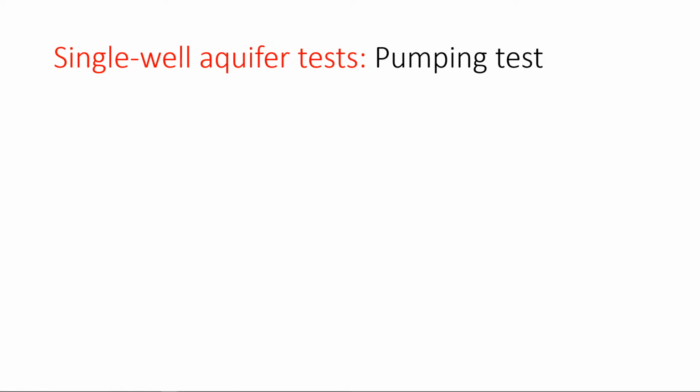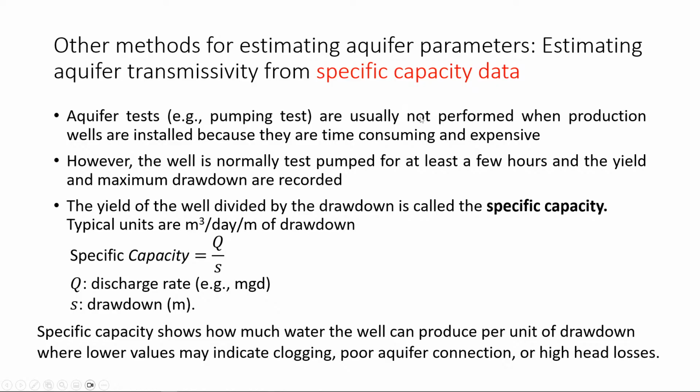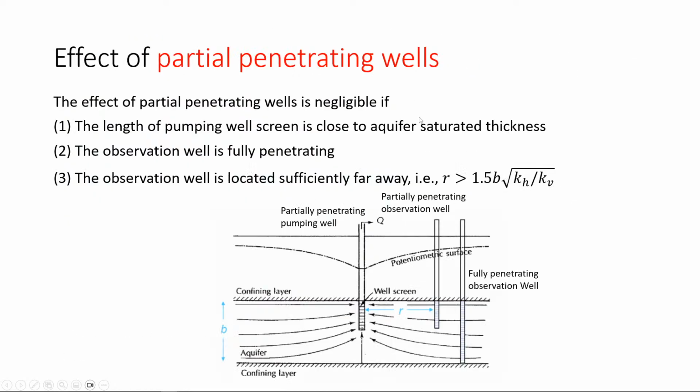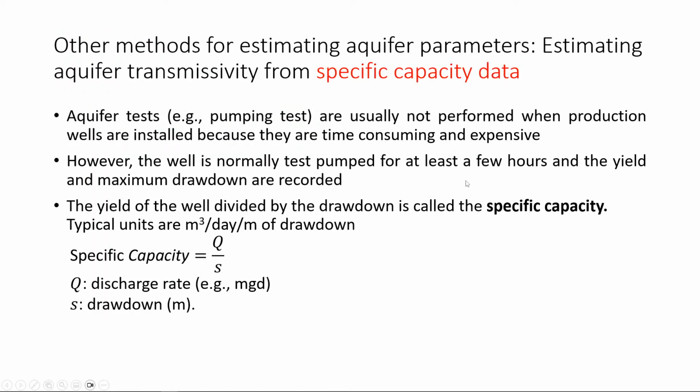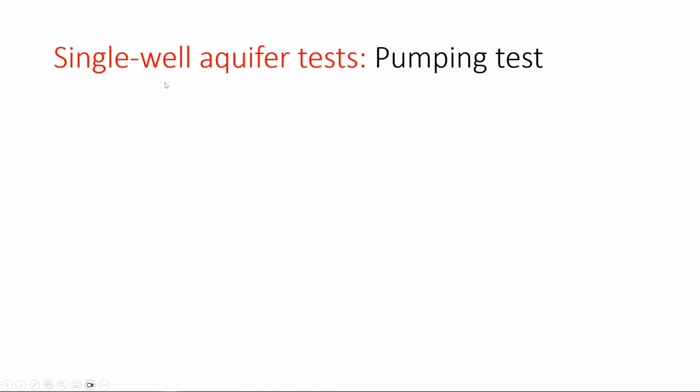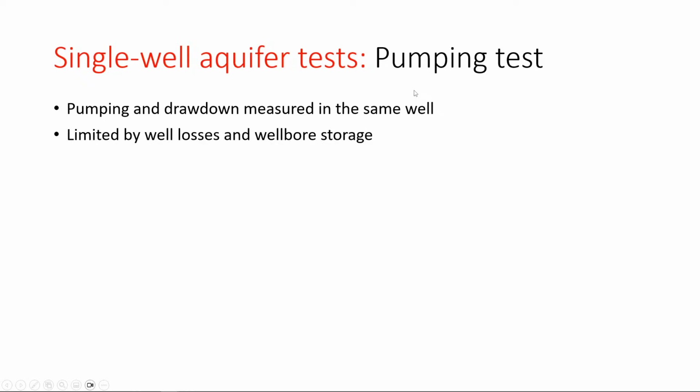Okay, now, we learned about several things. We learned about specific capacity. We learned about partially penetrating wells. We learned about well loss and borehole storage. So now let's look at a single-well aquifer test, like a pumping test. In the pumping test, remember, pumping and drawdown are measured in the same well, so it is limited by well loss and wellbore storage. This could affect your pumping test if you are using a single-well aquifer test.